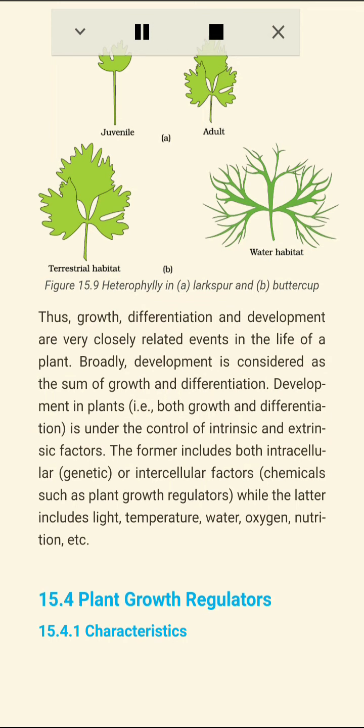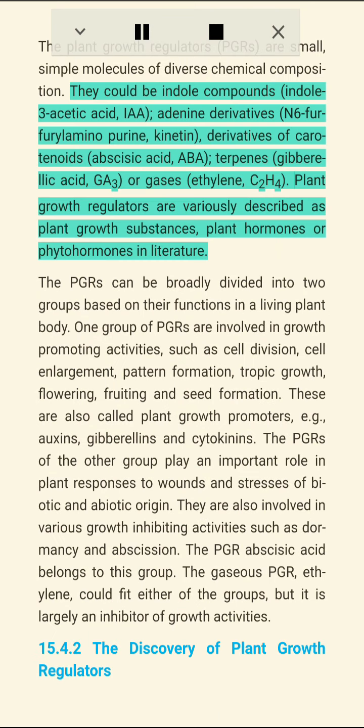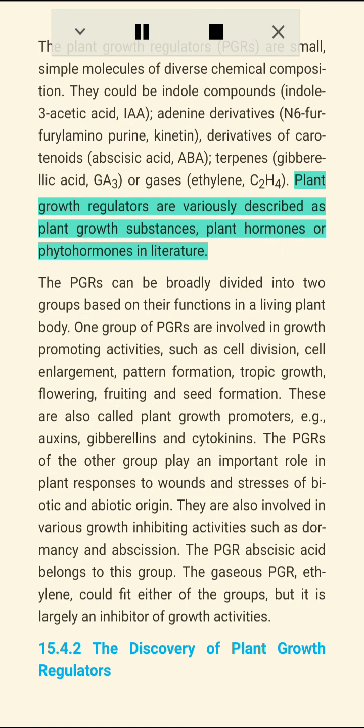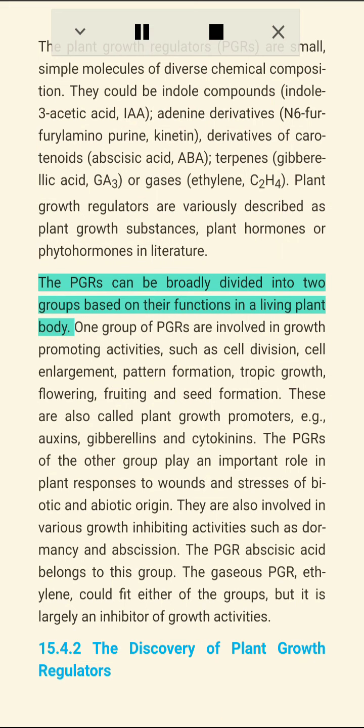15.4 Plant growth regulators. 15.4.1 Characteristics. The plant growth regulators (PGRs) are small, simple molecules of diverse chemical composition. They could be indole compounds, indole-3-acetic acid, IAA; adenine derivatives, N6-furfurylaminopurine, kinetin; derivatives of carotenoids, abscisic acid, ABA; terpenes, gibberellic acid, GA3; or gases, ethylene, C2H4. Plant growth regulators are variously described as plant growth substances, plant hormones or phytohormones in the literature.